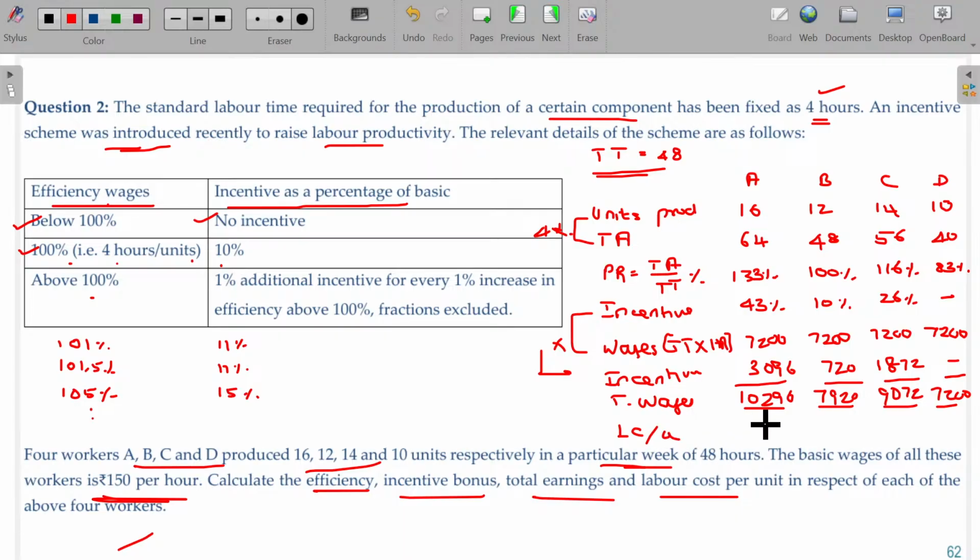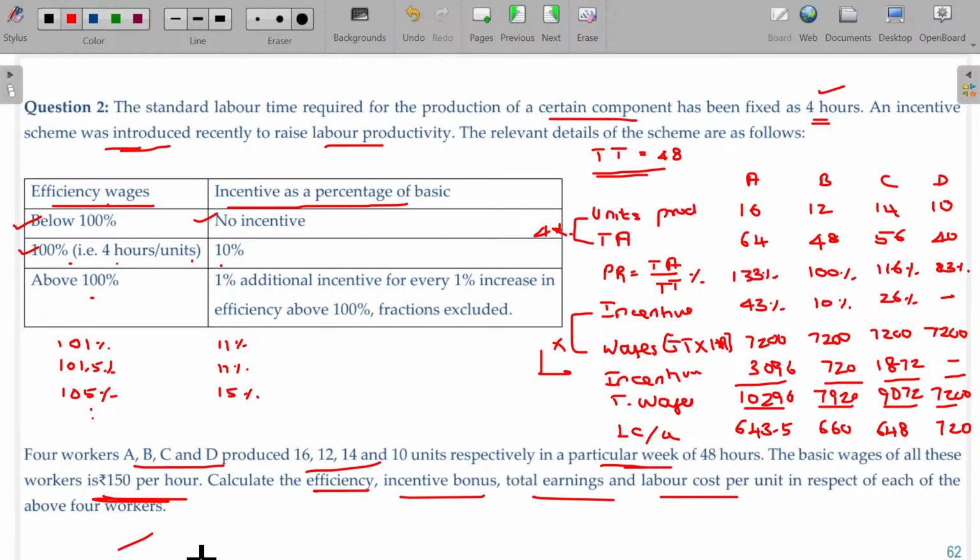So A has been given 10,296 rupees salary for producing 16 units. Then it cost us 643.5 rupees. In case of B, 7,920 for 48 units, so 660. In case of C, 9,072 divided by number of units produced by him, 14. This value being 648, the last case being 720.